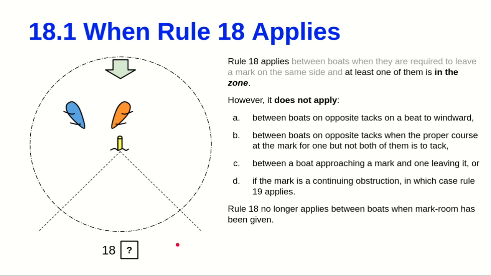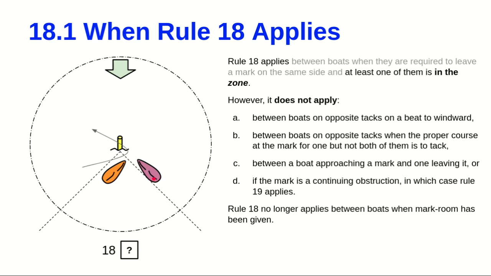What about these two boats? They're also on opposite tacks. Well, it's not a beat to windward. They're coming downwind around this mark. And also, when the proper course at the mark for one but not both is to tack. Well, I don't think either of them is tacking here. There's probably a bit of jibing going on, but I don't think there's any tacking happening at this mark. So in this case, Rule 18 does apply to these two boats.